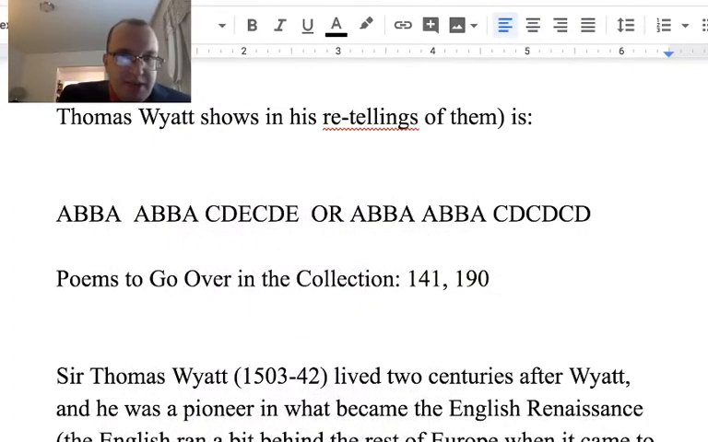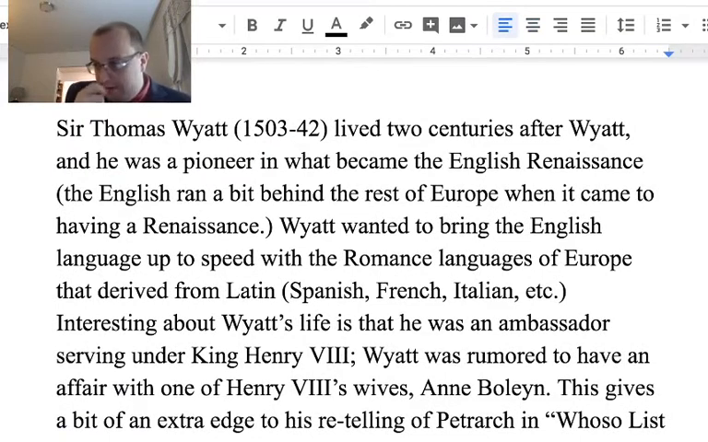So, going back to my notes, let's talk about Sir Thomas Wyatt a little bit now. Wyatt lived two centuries after Petrarch, 1503 to 42. He lived a pretty short life. Wyatt was part of the court of King Henry VIII, which most of you guys probably know a lot about as far as his multiple wives, all his divorces, his murdered wives, right? But Henry VIII's court kind of helped give birth to a lot of new advancements in English culture, especially poetry. There's lots of great poets who were living at this time.